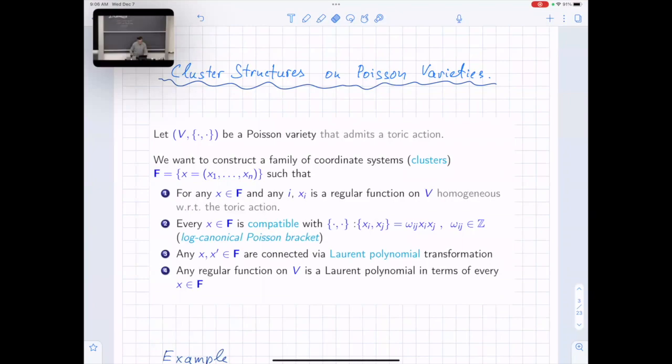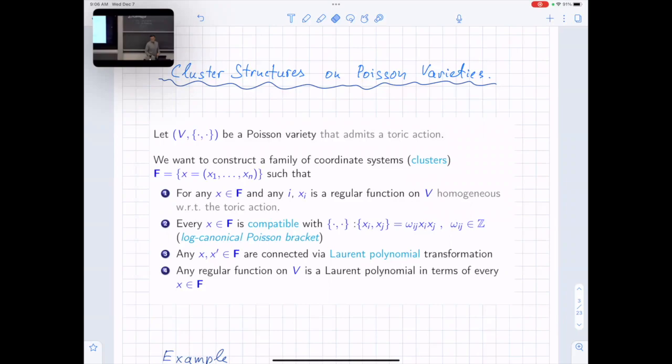What else do we want? We want any two of these coordinate charts to be connected by a really simple transformation that will be Laurent polynomials in both directions, which is also a very strong condition. And finally, we want this family of charts to be rich enough so that any regular function on our variety is a Laurent polynomial in terms of every one of these coordinate charts. Yes, so it looks like a lot to ask, so let me give you an example.